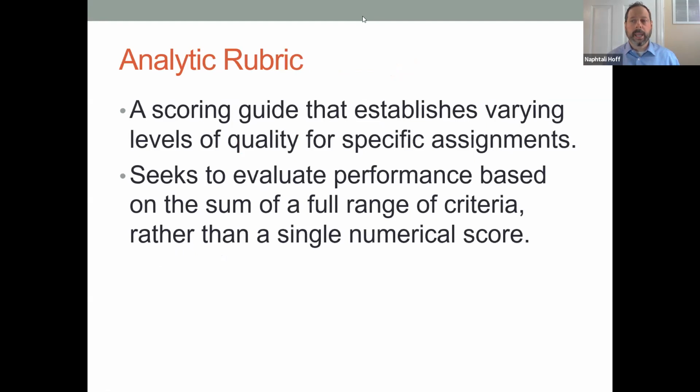This is not an image of it, but simply a definition. Okay, so an analytic rubric is a scoring guide that establishes varying levels of quality for specific assignments. And it seeks to evaluate performance based on the sum of a full range of criteria rather than a single numerical score. Now, I don't know if that meant anything to you. I think we do have to define it. But basically what this means is that we look at an assignment, we break it down into its components, and we give a value to each of those components along a range.